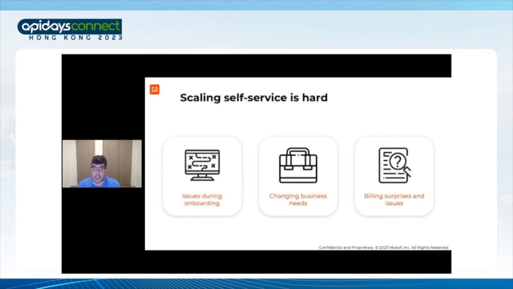But scaling self-service is hard. So here are a couple things that I recommend to help increase and improve your retention capabilities. You're going to have issues during onboarding. You're going to have changing business needs. And you're going to have billing surprises.